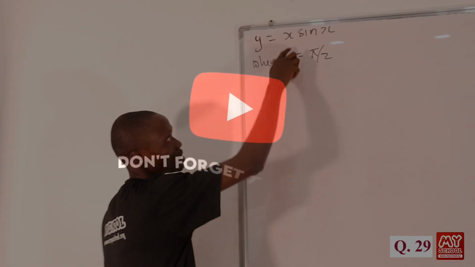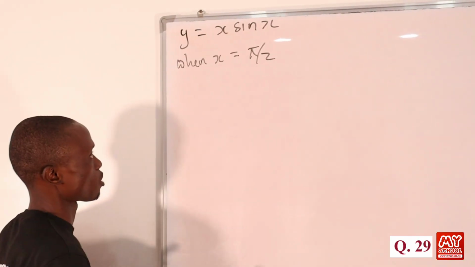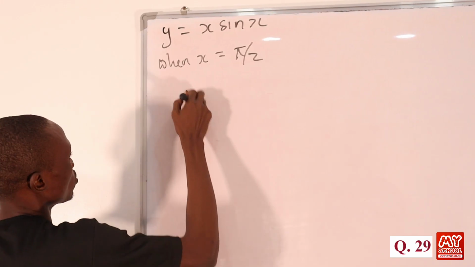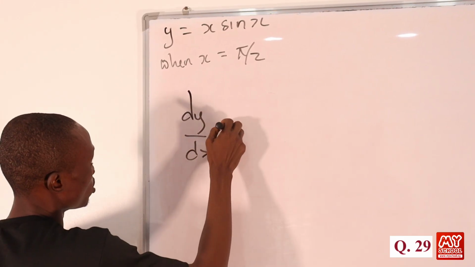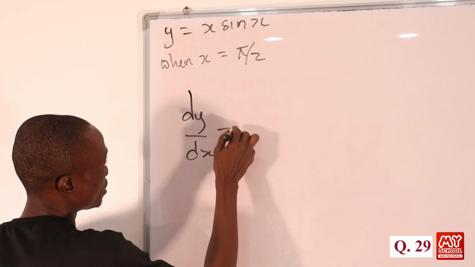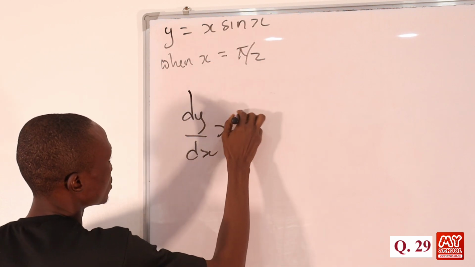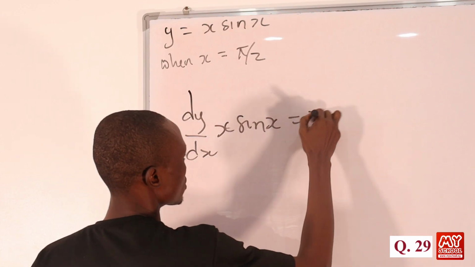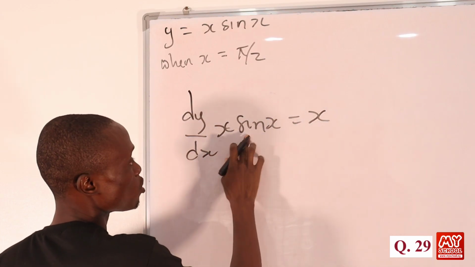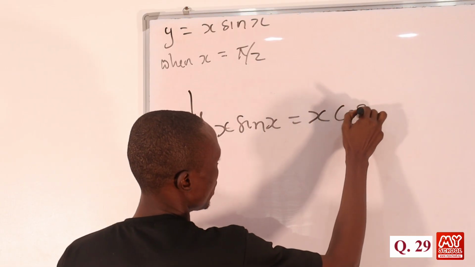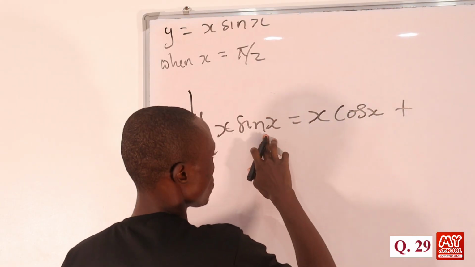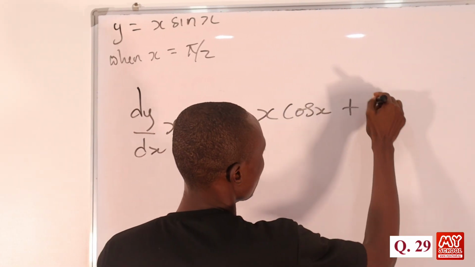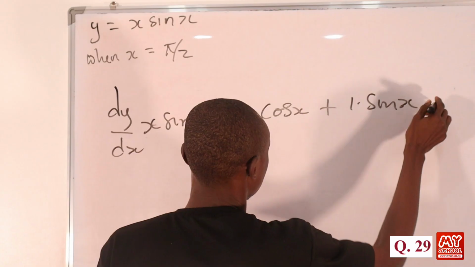We are asked to differentiate x sine x, right? To differentiate x sine x, we are going to be using the product rule. So the dy/dx of x sine x will be equal to, of course, we are going to keep our x and differentiate sine x. If we differentiate sine x, that will give us cos x. Then plus, we are going to keep our sine x and differentiate x. If we differentiate x, we'll be having 1, then our sine x that we kept.